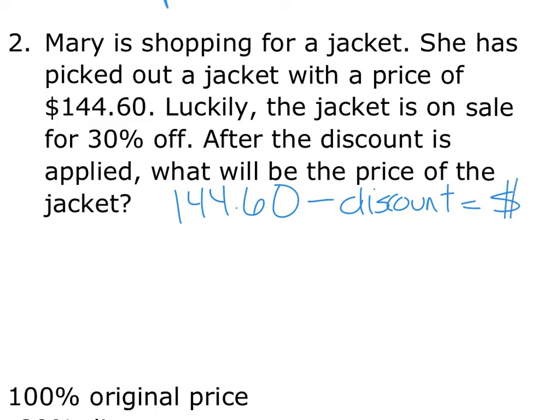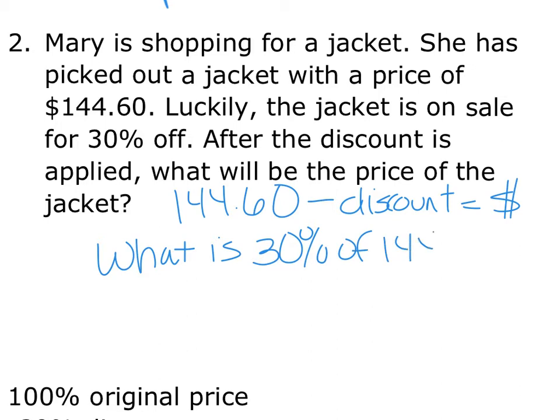Well, to do that, we're going to have to figure out what the discount is. So we need to ask ourselves the question, what is 30% of the selling price of $144.60? Let's get to work. Let's change our percentage into a decimal. Let's change the word of into times and bring down our 144.60.